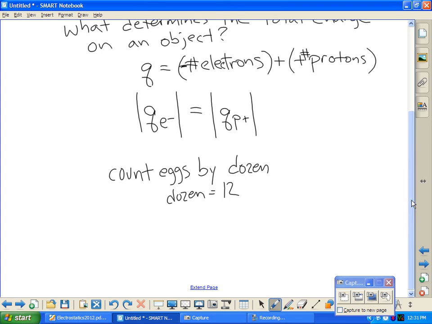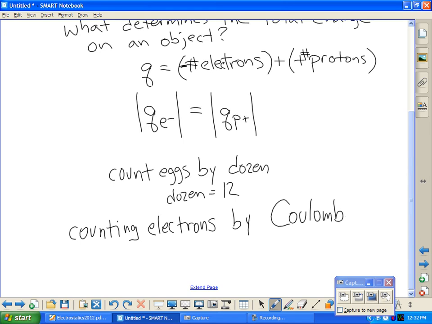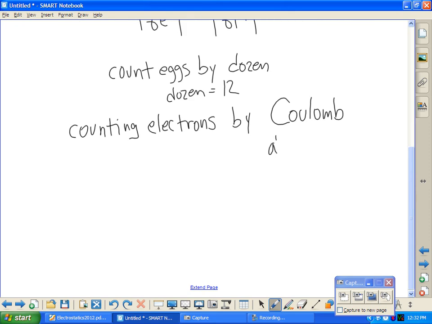But anyway, we have a similar way of counting electrons. Since we rarely deal in single electrons, we're going to count our electrons not by the dozen, but by the Coulomb. The Coulomb, spelled C-O-U-L-O-M-B, is abbreviated with a capital C.